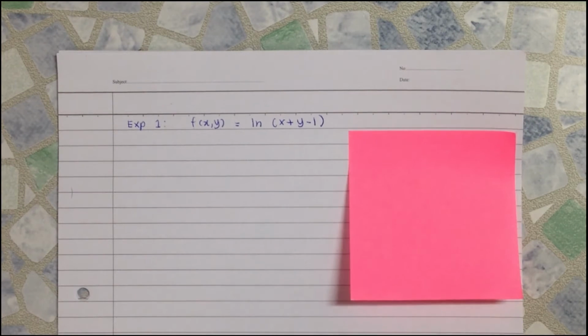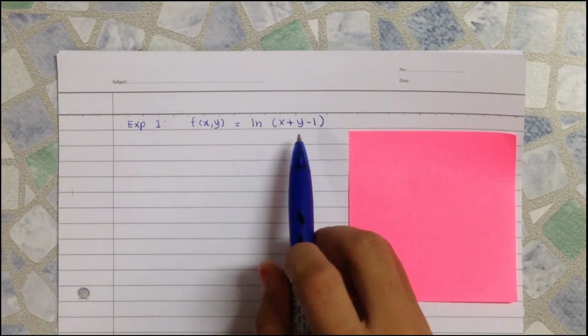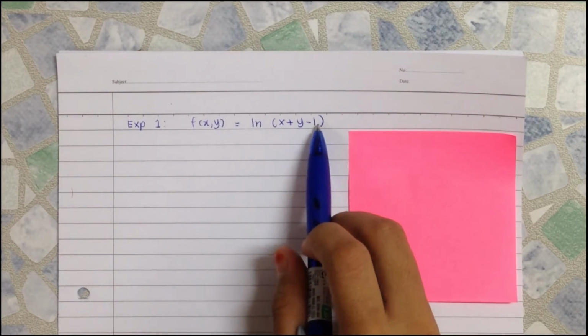So hi, in this video I'm going to find the domain of two variables functions. So I have three examples of two variables functions. So the first question is natural log of x plus y minus 1.